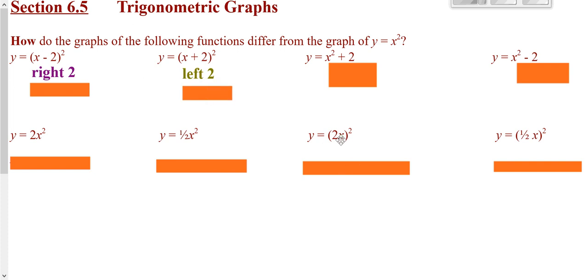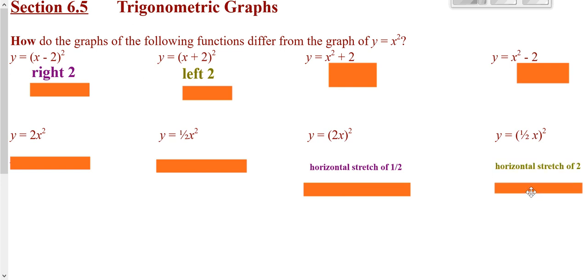So once again, here you're inside the parentheses. You're multiplying, so there's going to be stretches. So this one would be a horizontal stretch of a half. Here we'd be a horizontal stretch of 2.